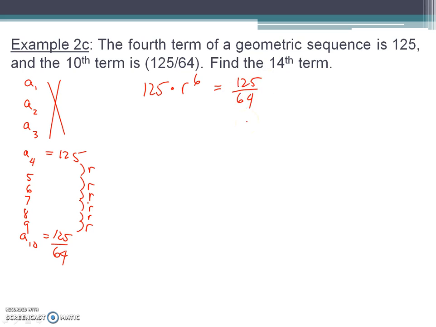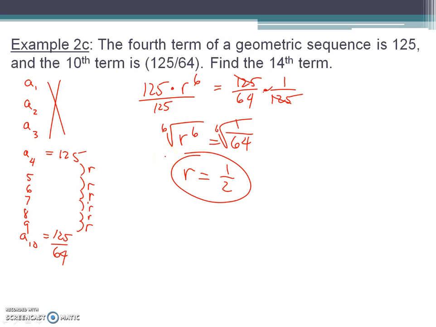We're going to solve this equation. You could, of course, have gone back and figured this out, but we don't really know what r is. So let's solve for r. We're going to divide both sides by 125, or multiply by 1 over 125. So that goes away. We get r to the 6th equals 1 over 64, because the 125's cancel. And so we take the 6th root here. And so r is equal to 1/2. So we're not done yet. This is r.